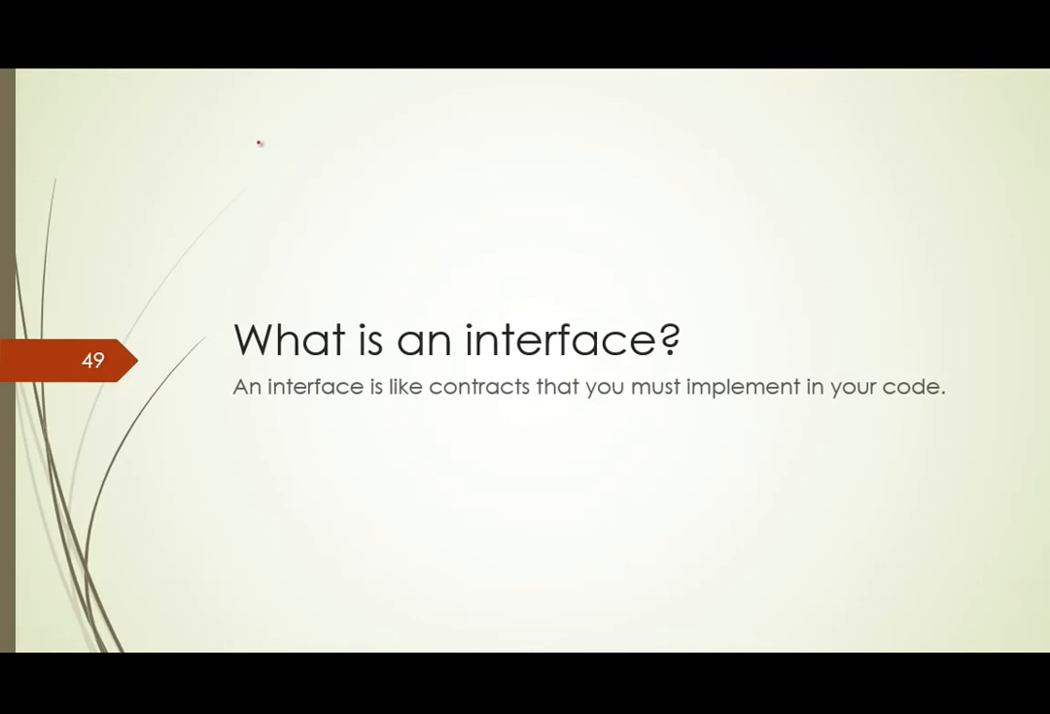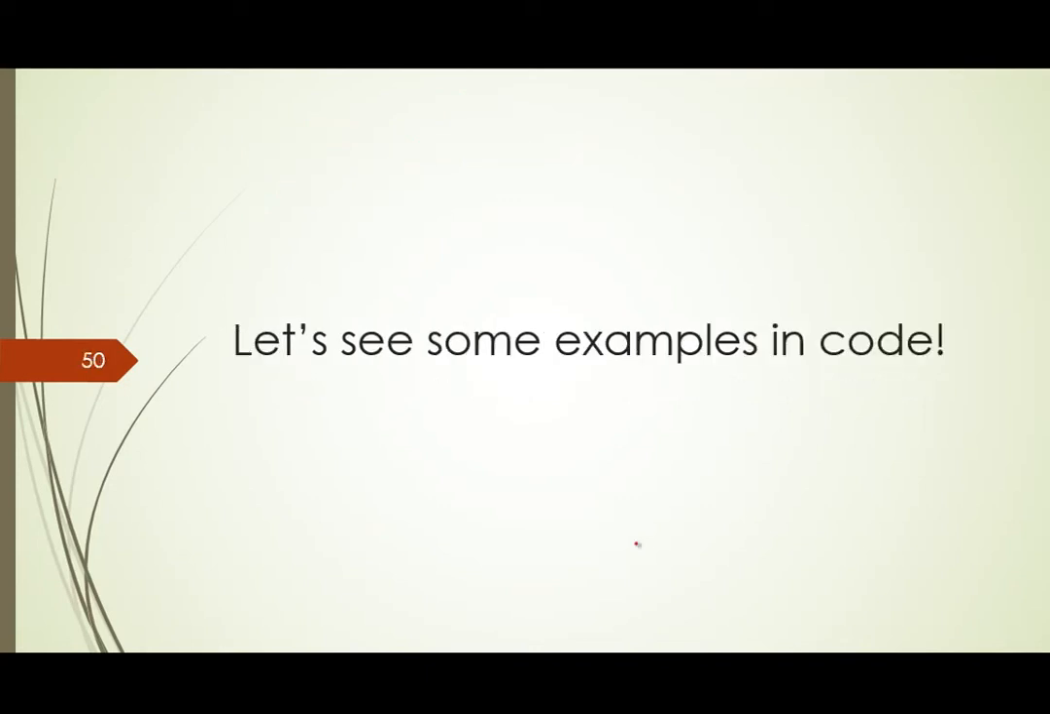So an interface is like, as we've said, a contract that says something, something, something, and if you refer to that interface in your code, let's say in a class, then you have to implement these conditions in your class. That's it. That's the interface. So let's see some examples in coding.